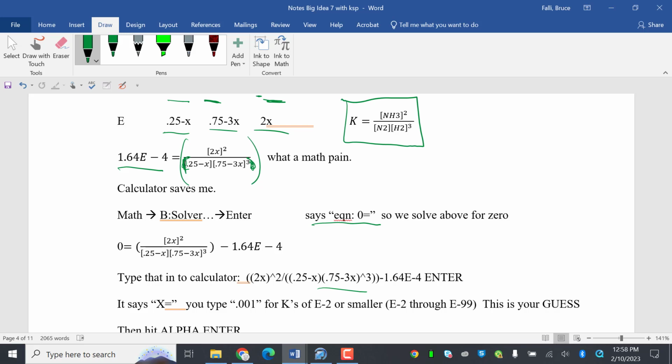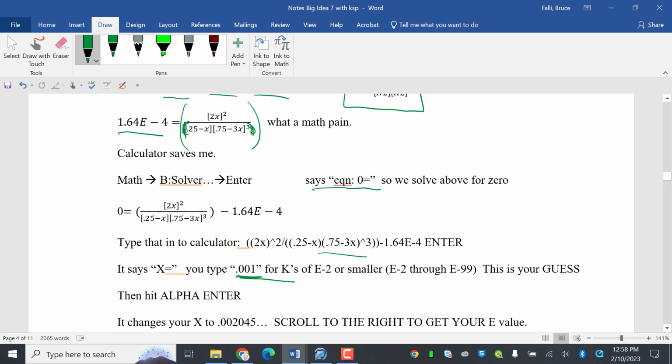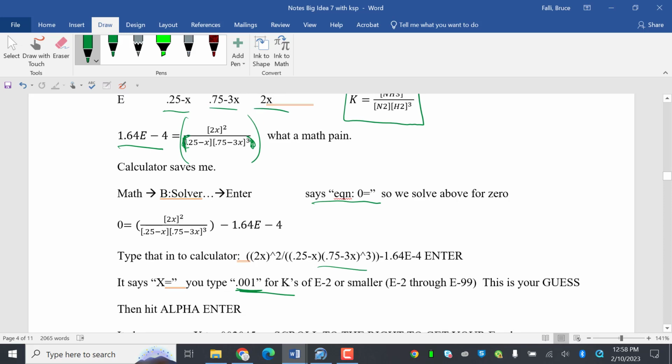It says x equals. You type in 0.00, basically every time for e's of e negative 2 or smaller, this is your guess. So what happens is this computer thing, when it says x equals, if you remember, you get a different number of roots based on the number of x powers you have there, whether it's 2 or 3 or whatever it is. And once you have that, it asks which x do you want it closest to? And we always want the one closest to 0. So we'll do 0.001, okay?